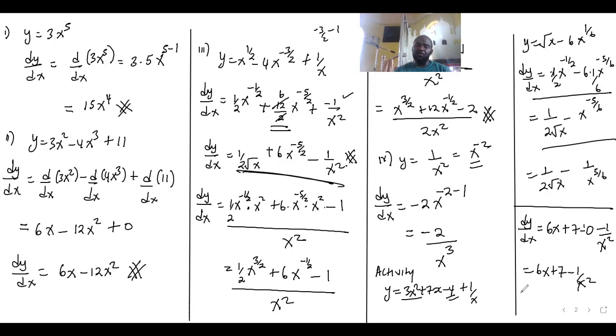If you want to show that you're a special mathematician, you write (6x cubed plus 7x squared minus 1) all over x squared. Answer. So are you happy now? Yes, teacher. Okay.